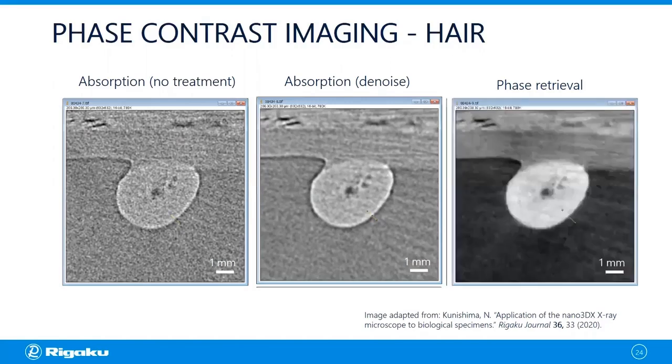So if we apply phase retrieval methods when reconstructing our image, we see better improvement over image processing in terms of contrast. So we see significant contrast improvement in this image. The number of visible gray levels increases, and we can clearly now identify the boundary between the hair and the mount material.